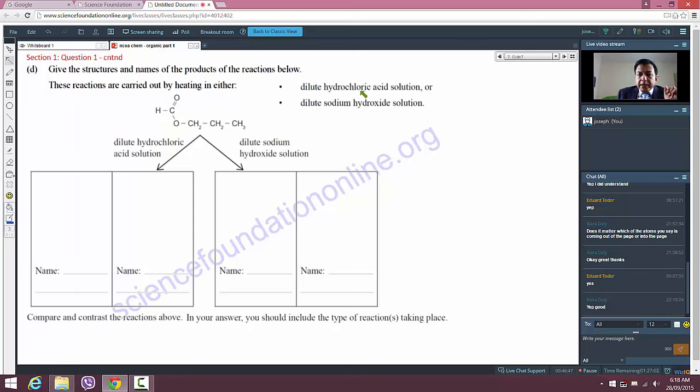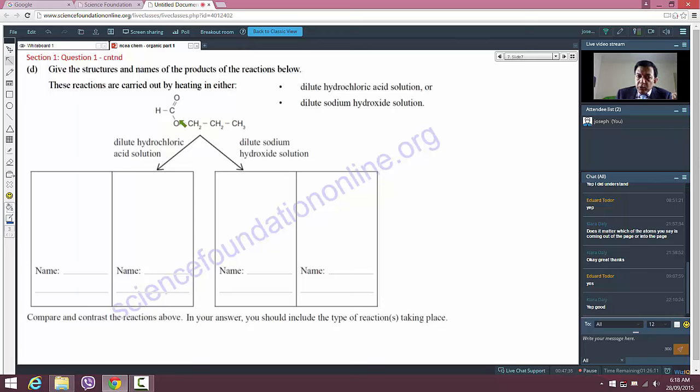And if you warm it up with dilute hydrochloric acid solution, here on the left hand side, what are the products that you get? And the separate other possibility is that we warm it up with dilute sodium hydroxide solution. Now it says give the structures and names of the products of the reactions below. By that they mean the organic products that we are going to draw. Okay, and then it says at the bottom, compare and contrast the reactions above. In your answer, you should include the type of reactions taking place.